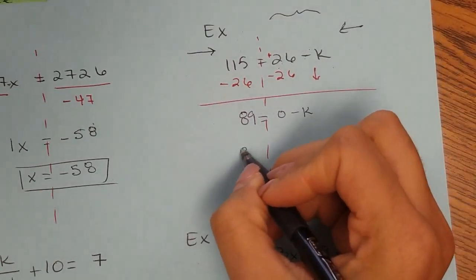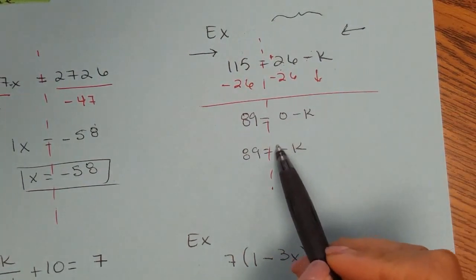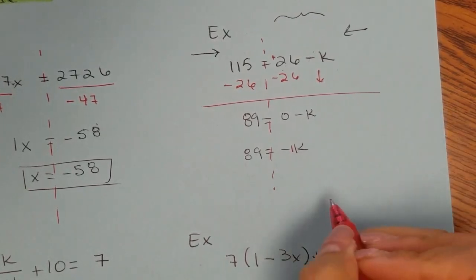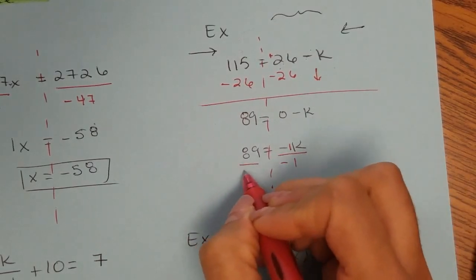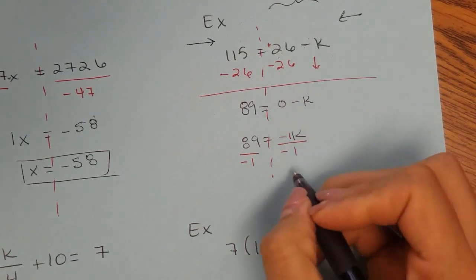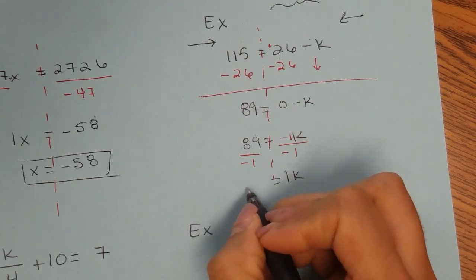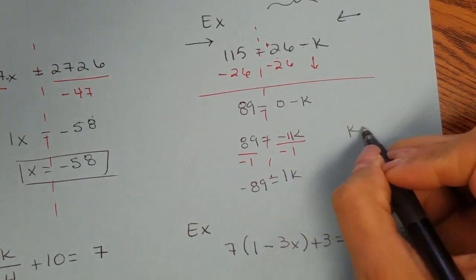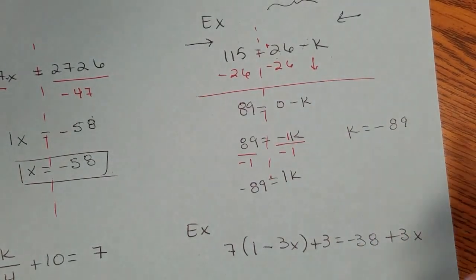All right, so here you have 89 is equal to negative k, and we're still not done. We have this negative here. So it's like saying you have a negative 1 times k. So this is multiplication. You divide both sides by a negative 1. Negative 1 divided by negative 1 is positive 1k. 89 divided by negative 1 is negative 89. So you're left with k is equal to negative 89 as your answer.